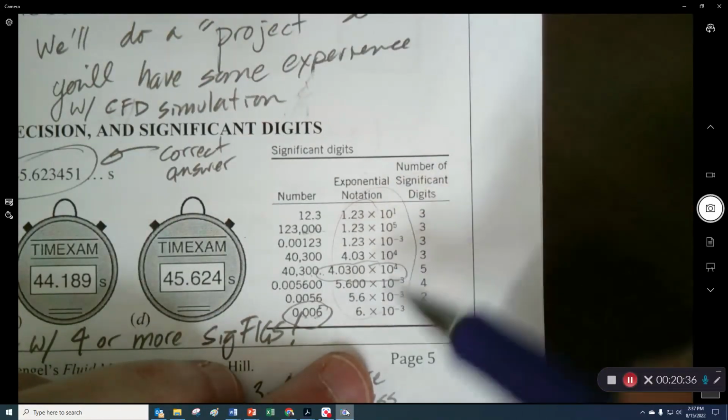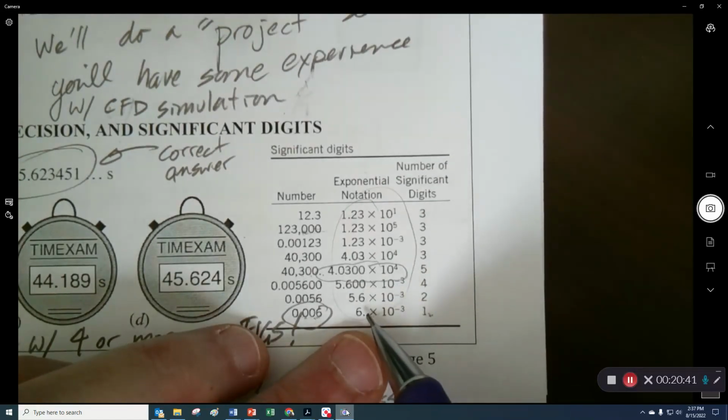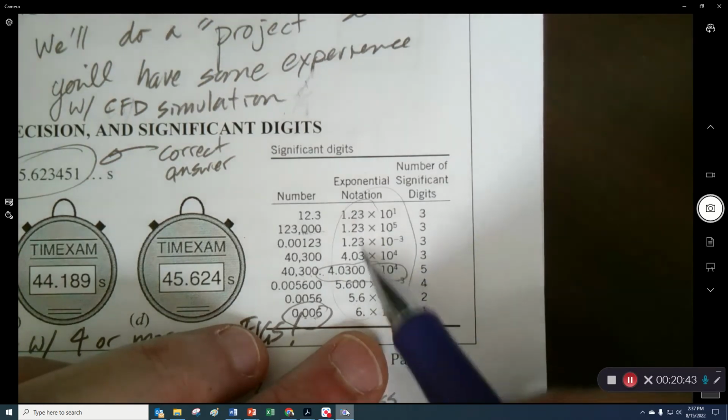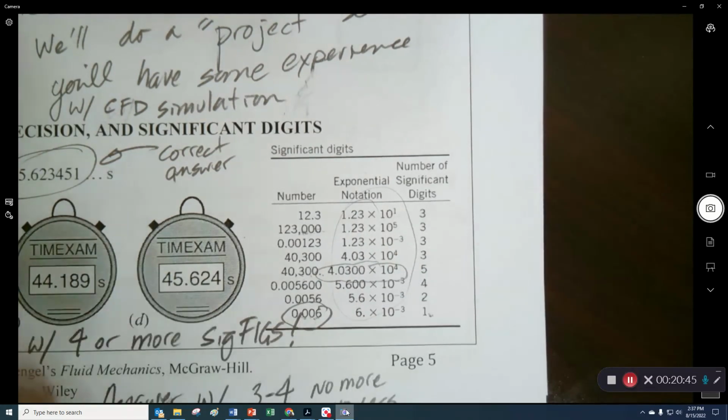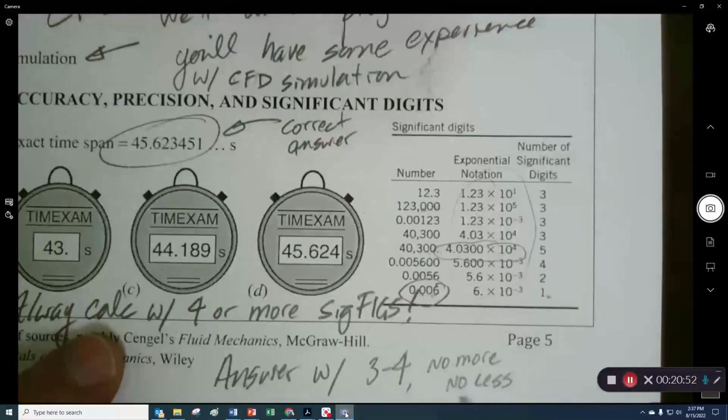Scientific notation is quite often an easy way to make sure that you're getting the correct number of sig figs, right? If you just turn it into scientific notation, you'll see whether you have the right number of sig figs. So just be aware of that, and please answer with 3 to 4, no more, no less.